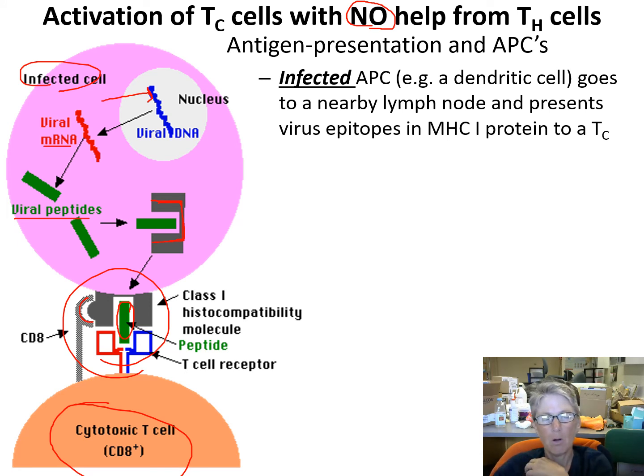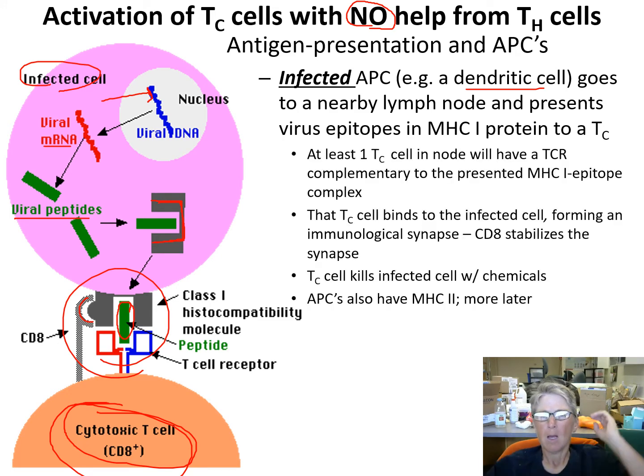So if you are an antigen presenting cell like a dendritic cell, it says here, the infected dendritic cell could go to a nearby lymph node and find a lot of these cytotoxic Ts, and it can present viral epitopes in an MHC1 protein. At least one cytotoxic T cell in the lymph node will have a complementary receptor to that presented viral peptide. That cytotoxic T cell will bind to the infected cell.